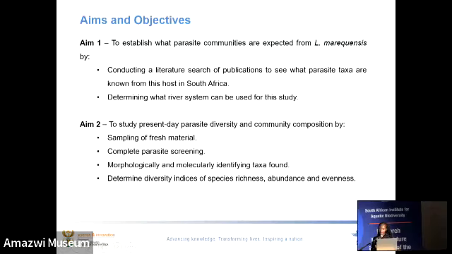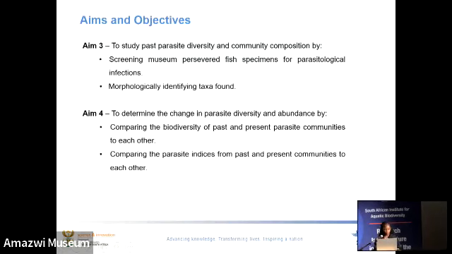Secondly, is to determine present-day parasite diversity and community composition by sampling of fresh materials, complete parasite screening, morphologically and molecularly identifying taxa found, and determining diversity indices of species richness, abundance, and evenness. Thirdly, to study past parasite diversity and community compositions by screening museum-preserved fish samples for parasitological infections and morphologically identifying taxa found. Lastly is to determine the change in parasite diversity and abundance by comparing biodiversity from the past and present communities to each other and comparing the parasite indices from the past and present to each other.